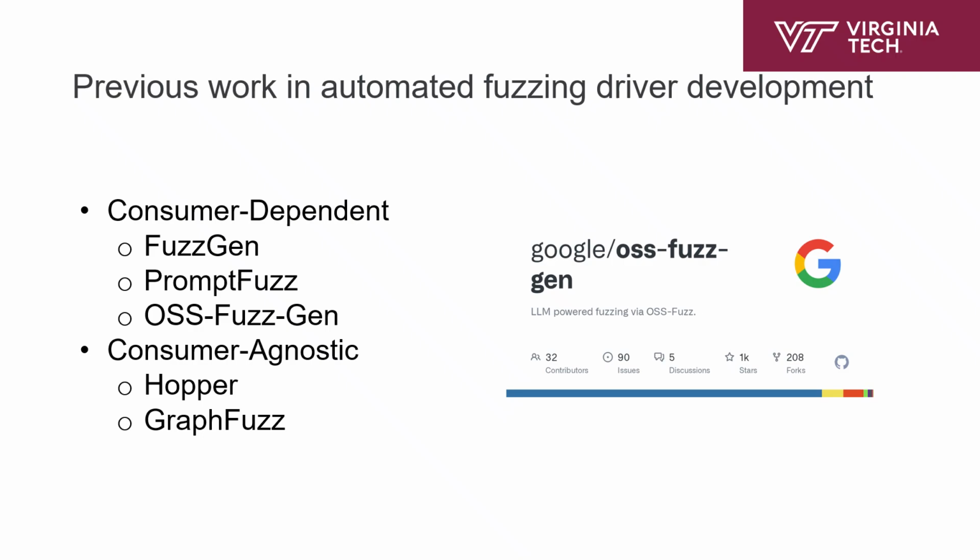On the consumer agnostic side, we have Hopper. What this does is it treats library testing as grammar fuzzing, as interpretive grammar fuzzing, and makes fuzz drivers that way. And GraphFuzz, which tries to build lifetime aware data flow graphs in order to generate valid API sequences to implement in fuzzing drivers.